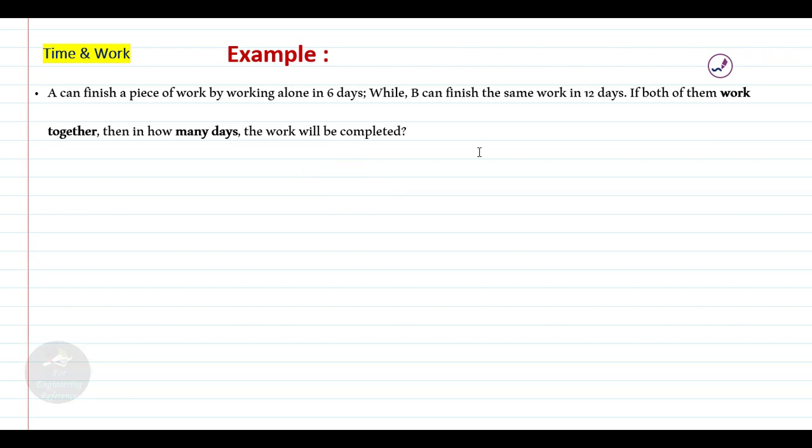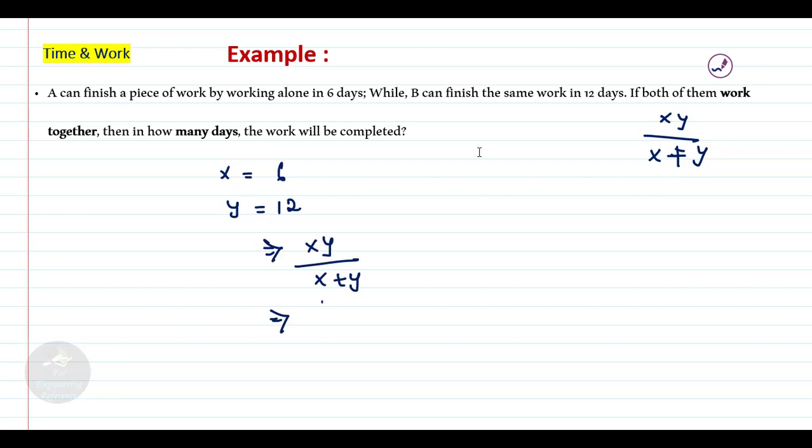So this is the question. A can finish a piece of work in 6 days, while B can finish the same work in 12 days. If both of them work together, then in how many days will the work be completed? So we have A's individual work days, similarly B's individual work. First we can write the formula over here: X into Y divided by X plus Y. For X the value is 6. For Y the value is 12. Let's substitute these values in the formula. It's 6 into 12 divided by 12 plus 6.